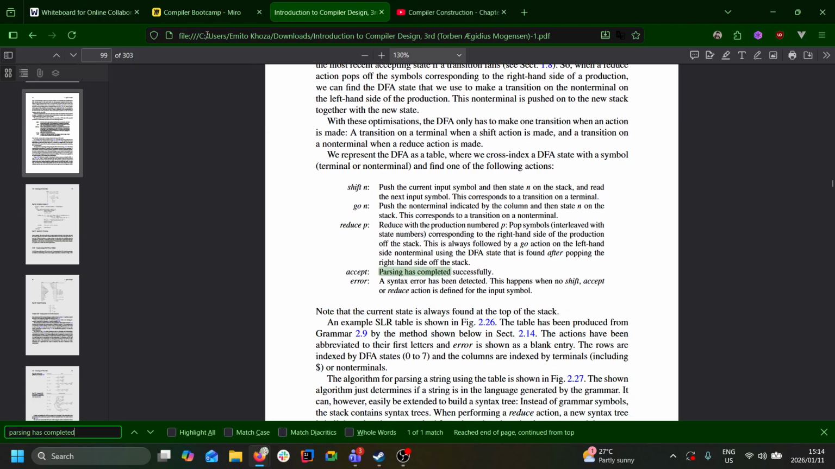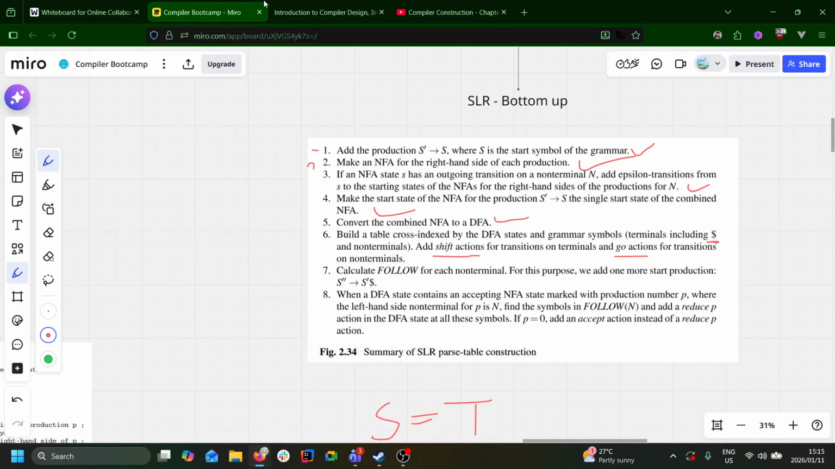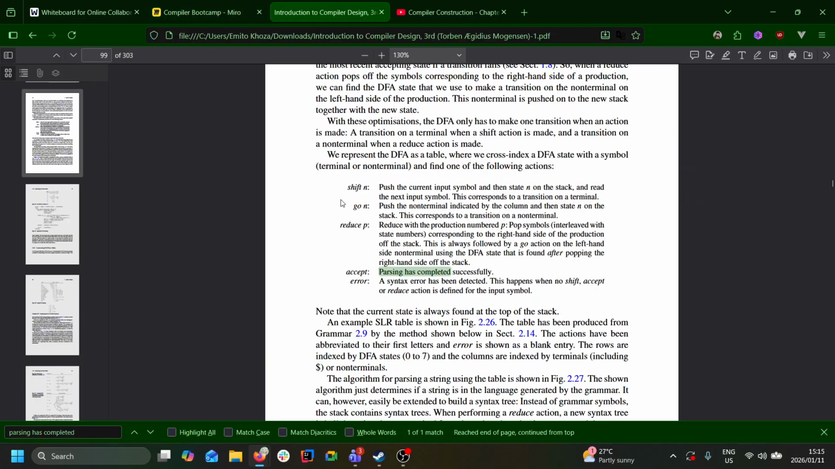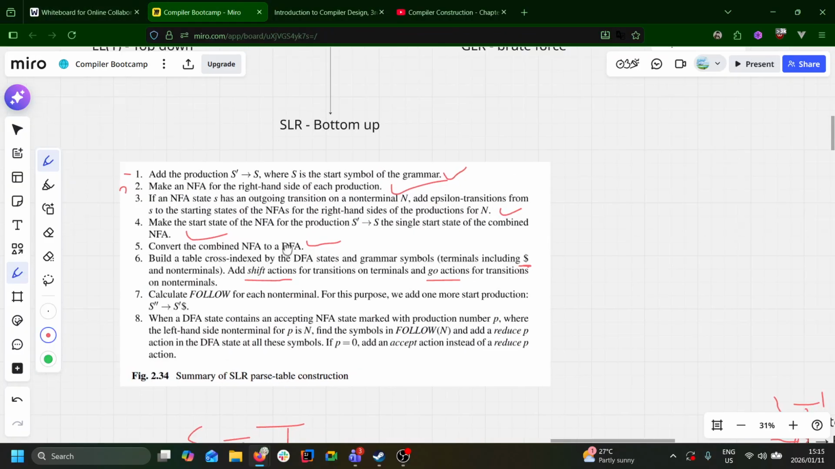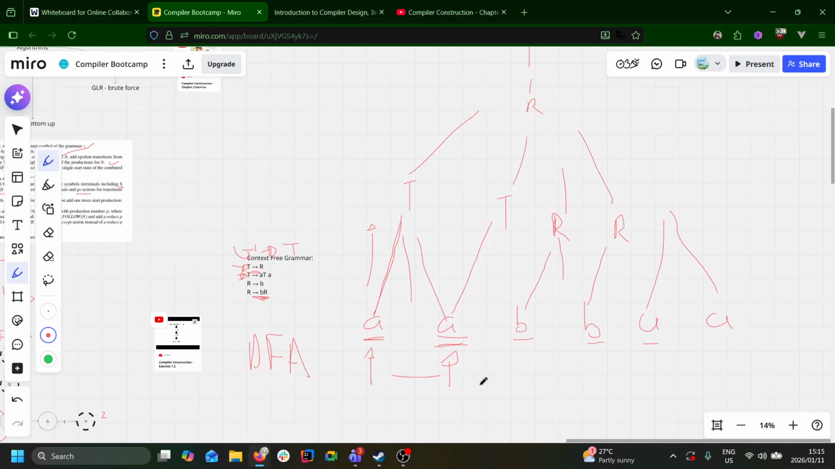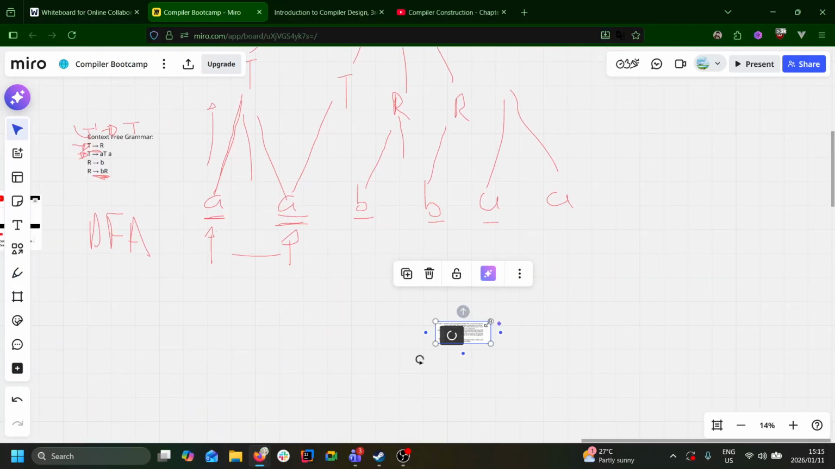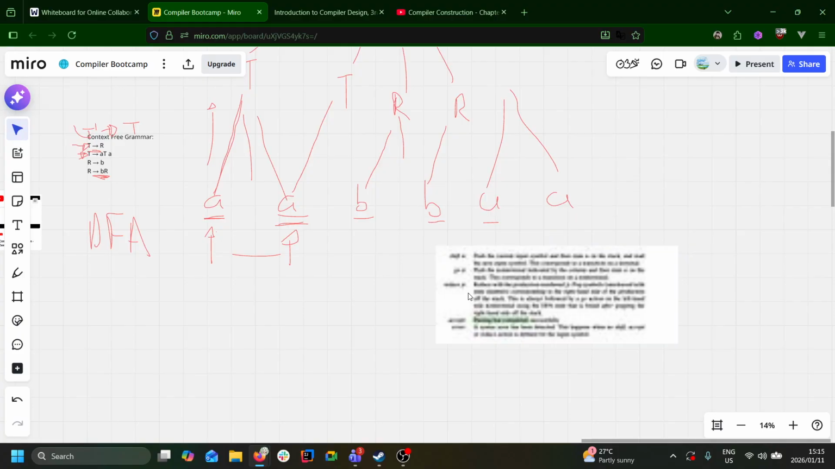So it's on page 99 of the textbook. So Shift N: push the current input symbol, and then state N on the stack and read the next input symbol. This corresponds to the transition on the terminal. So let me just copy this and try to explain it. So yeah, they're different. So reduce and go are different. So we'll just add it here. So try to explain it in the context of this.